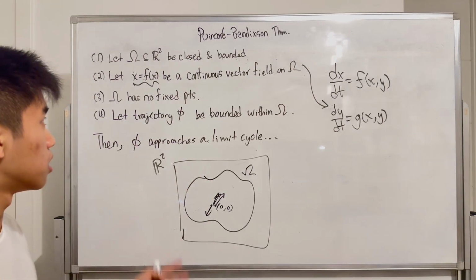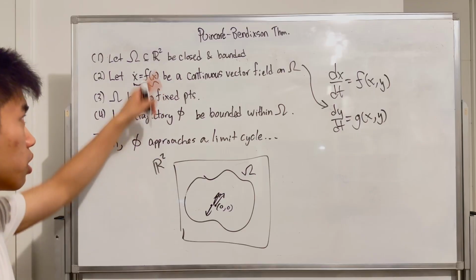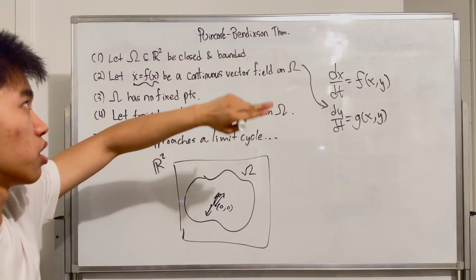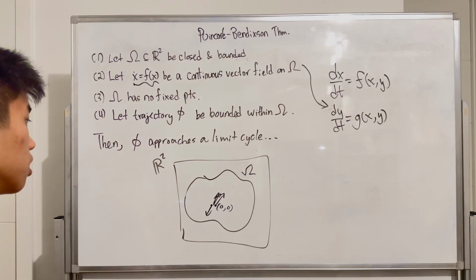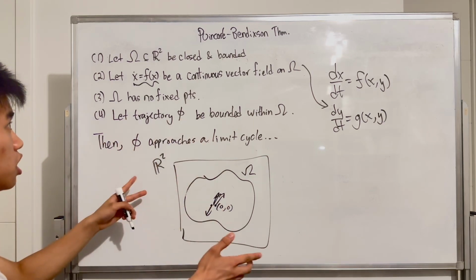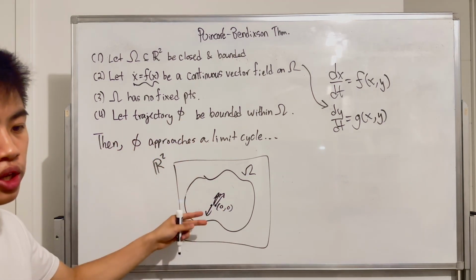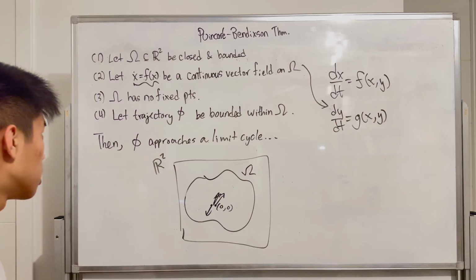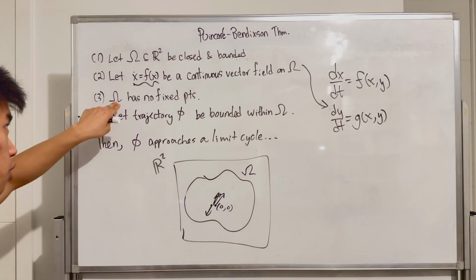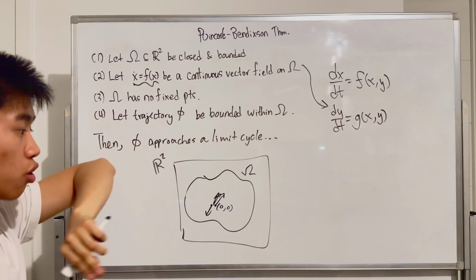If you have discontinuities, then that would disrupt a lot of the assumptions and this Poincare-Bendixson theorem might not work anymore. Okay, so you want to keep it continuous and you have a vector field, so every point gets an arrow. Perfect. Now, assumption 3 says that if you have omega, assume it has no fixed points.